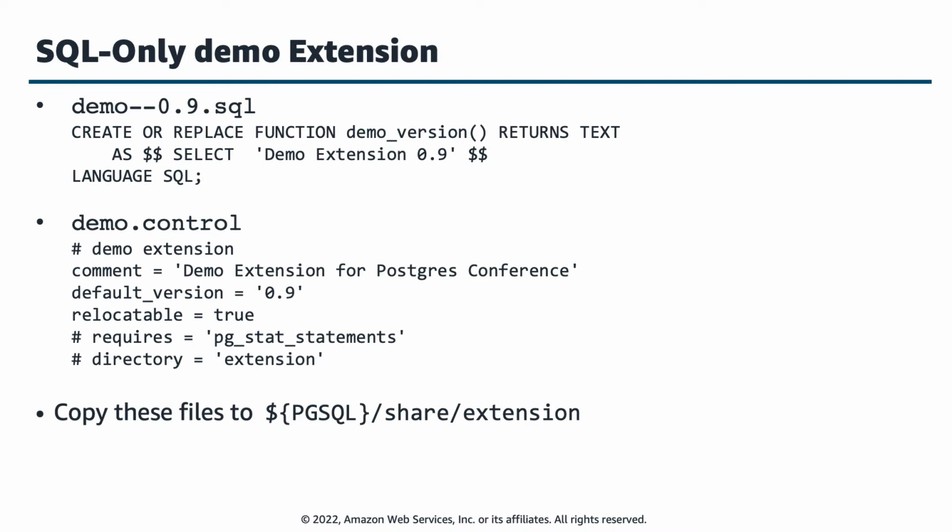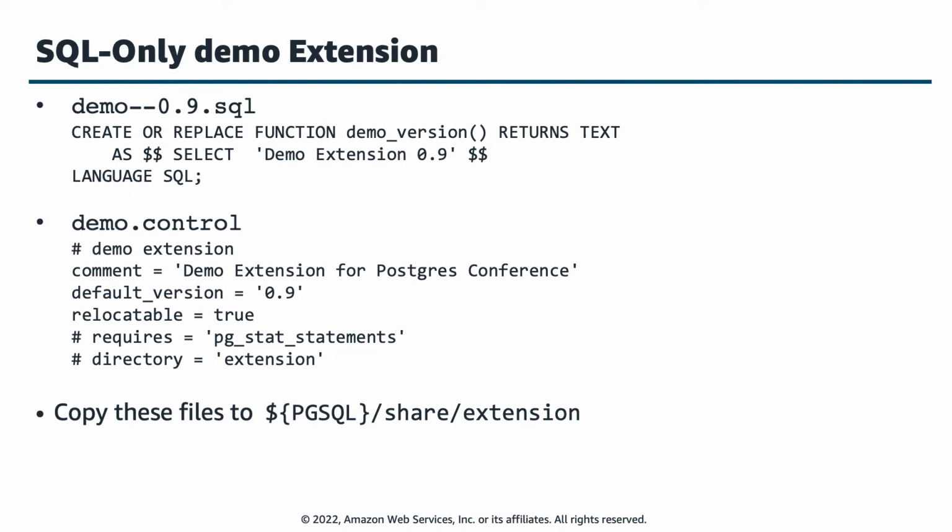And then if you have a dependency on other extensions, you could have a comma-separated list with requires, and a directory of where this particular extension is available to load. In the example that I'm showing here, all you're doing is creating a select demo version, which is equivalent to the select version call. So you have defined a new demo version function, and it returns 0.9, right? That's your function call. And then you create these two files.